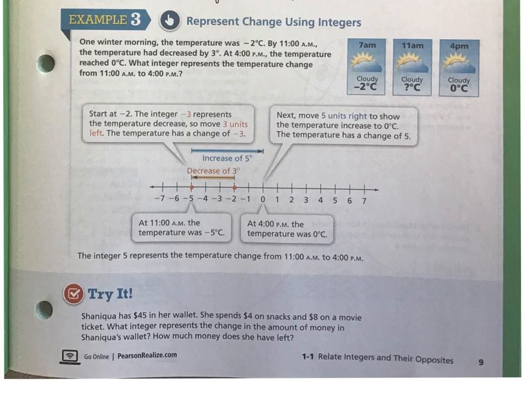Our last example is example 3. Represent change using integers. One winter morning, the temperature was -2 degrees. By 11 a.m., the temperature had decreased by 3 degrees.